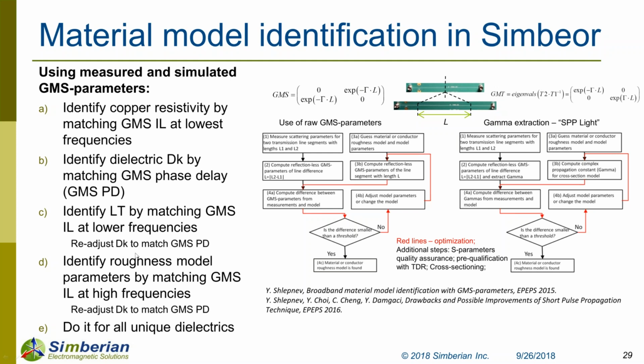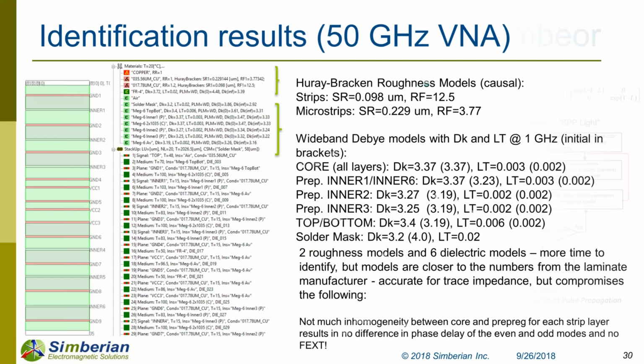Alternatively, the loss separation process can be done with the T-resonator technique. There are publications with HP guys on the subject on our website. In combination with PP light it is called the gamma T technique. So again, the T-resonator is used to identify the loss tangent at about a few hundred megahertz, and then uses a wideband Debye model, which is a causal model, and requires just one measurement point, DK and LT.